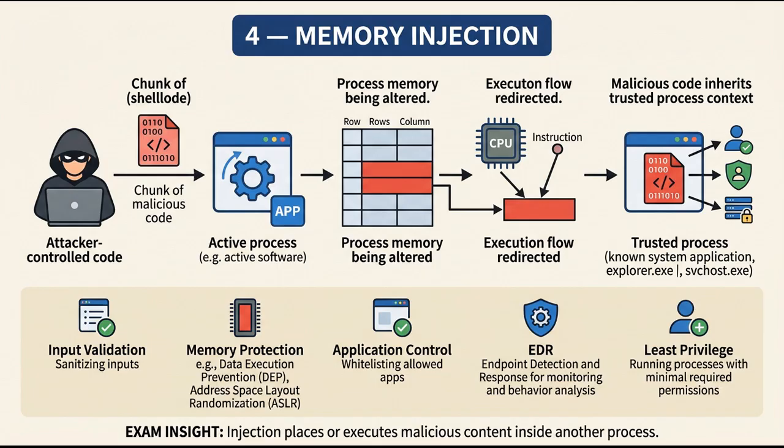Also, separate the technique from the original vulnerability. A phishing attachment might deliver malware, while an application flaw enables execution, and memory injection helps evade detection or access another process. Read the chain and identify the layer the question actually asks about.